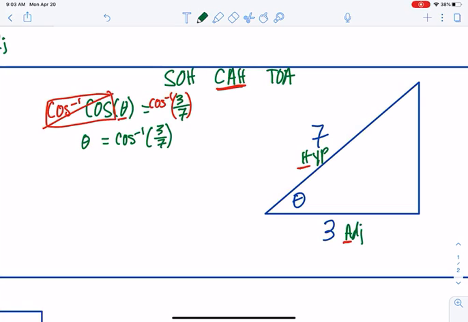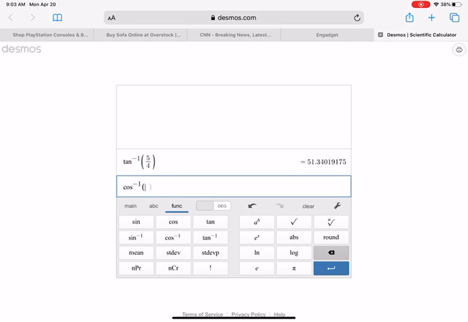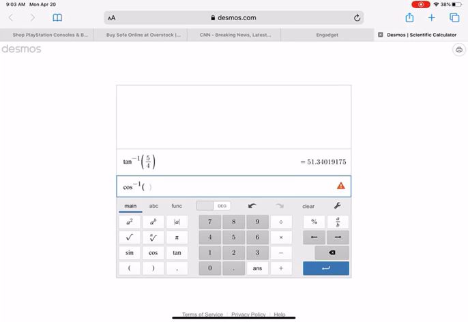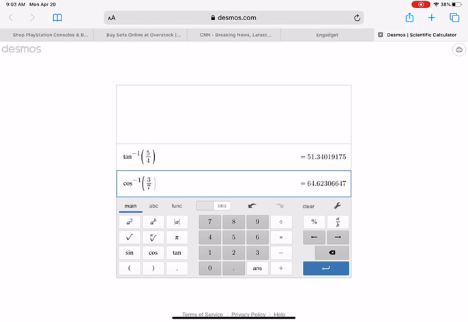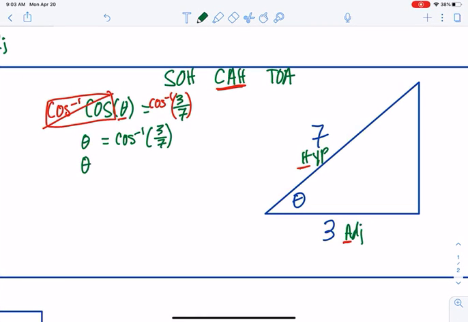All right, let's type that in the calculator. So remember, we had to go to function, inverse cosine, back to main, 3 divided by 7. I do think it's important to close that parenthesis. A little weird looking though. You can use the arrows to get where you need to go to close the parenthesis. And our answer is 64.6. So theta equals 64.6.